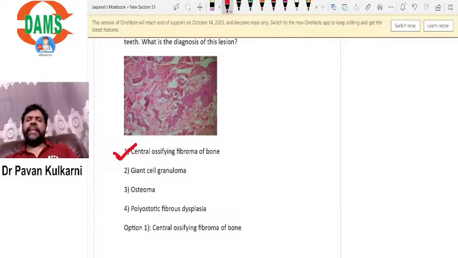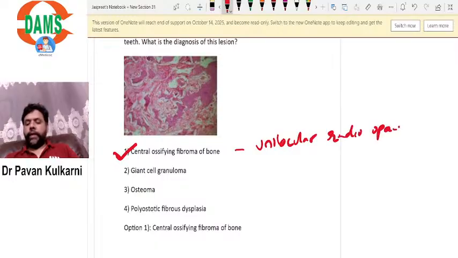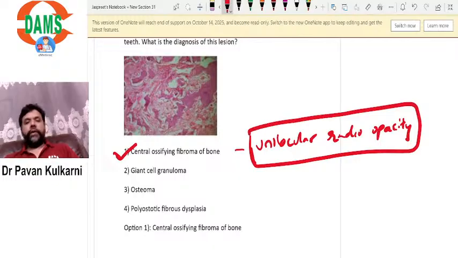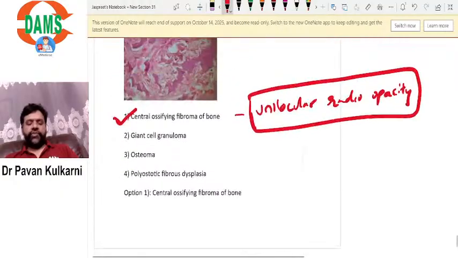Okay, that is why there is one more MCQ. What is the typical radiographic feature of ossifying fibroma? You have to write down unilocular radio-opacity. It is a typical radiographic feature of the central ossifying fibroma. Okay, that completes the discussion for today.